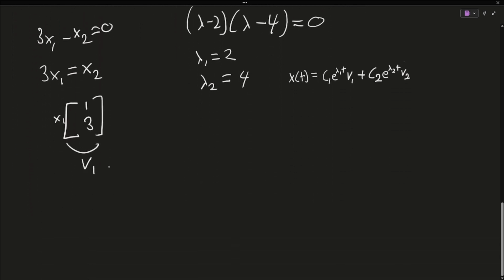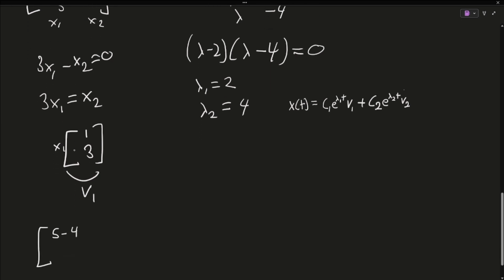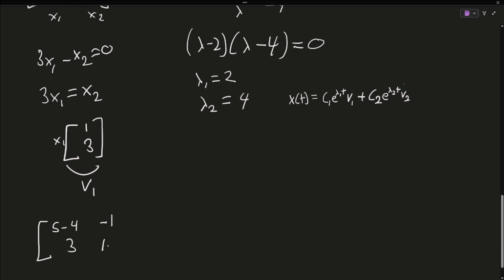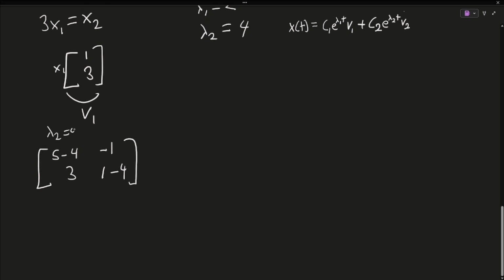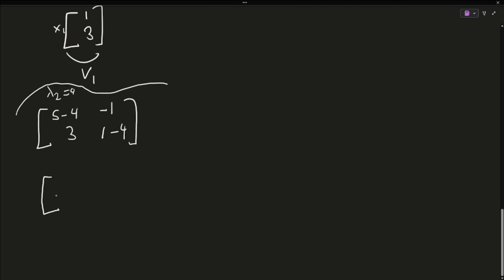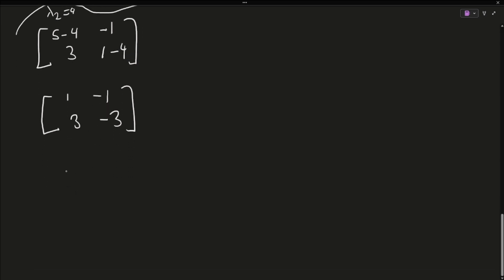The other eigenvector was lambda 2 equals 4. So I'm going to have 5 minus 4. Let me check that out. Negative 1, 3, and 1 minus 4. Okay, this is for lambda 2 equals 4. I'm just going to make a small division here so it doesn't get confused. And we will have this 1, negative 1, 3 and negative 3, and these are also the same equation, so you could still pick any one of those equations to find the eigenvector.